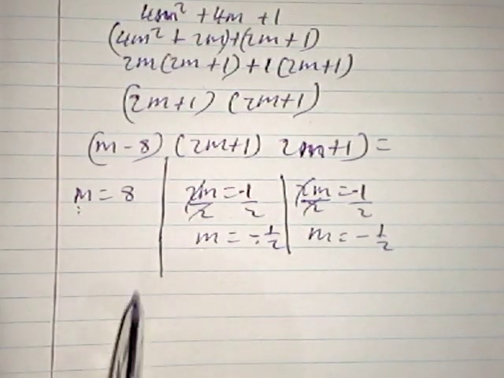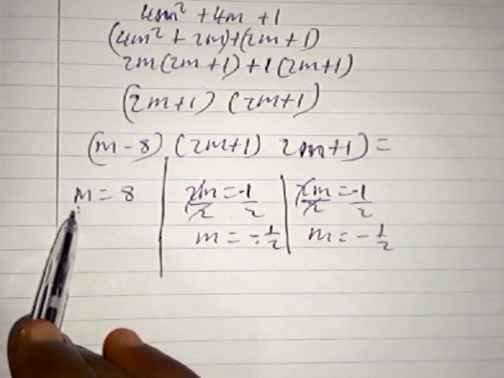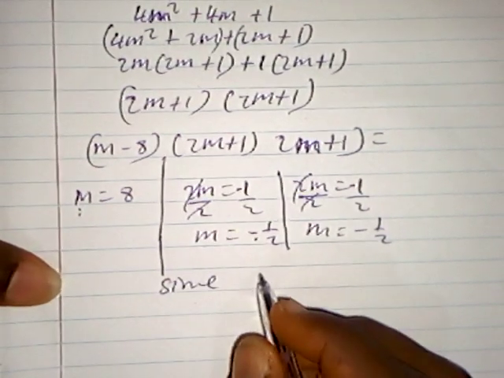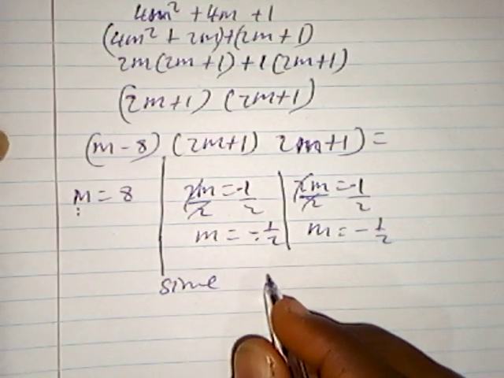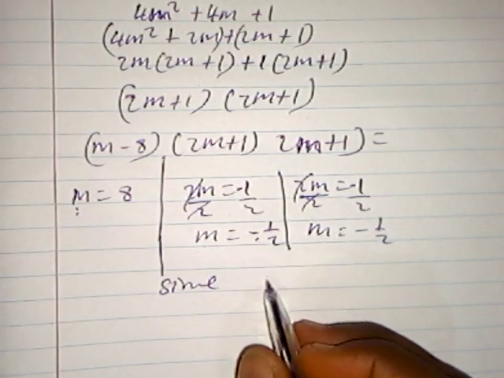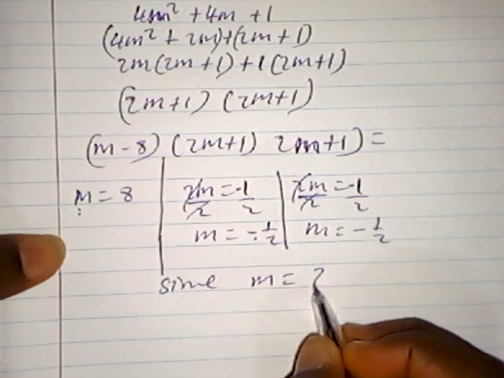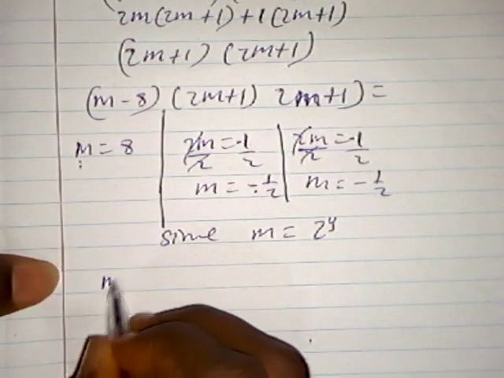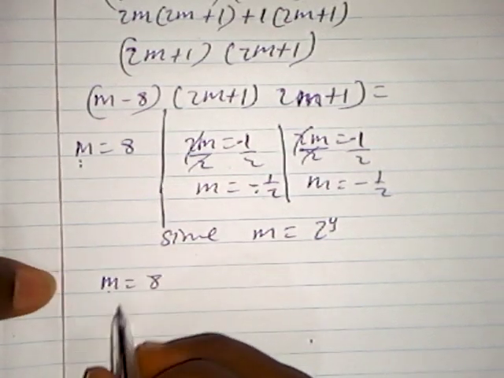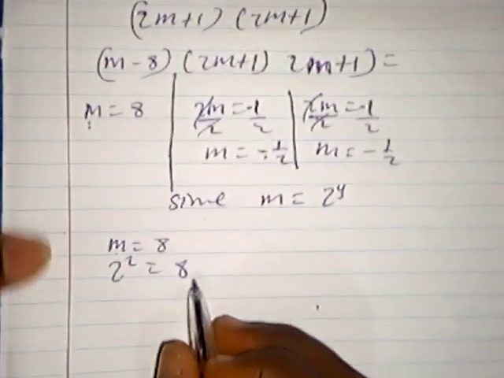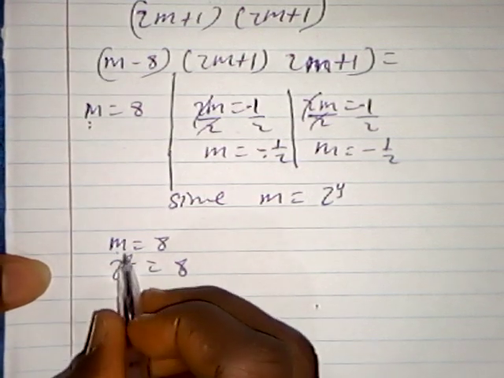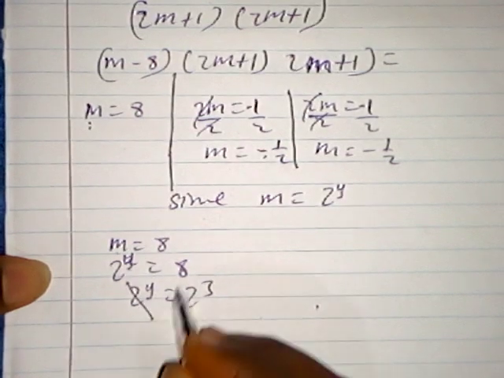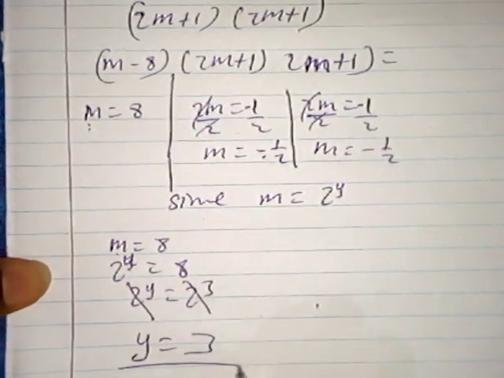Now let's try to see the value of m. Now what m is? Take note. From the equation, m represents, since m is equal to 2 raised to the power y. So we substitute, anywhere we see m, we put 2 raised to the power y. So m is equals to 8. So now 2 raised to the power y is equals to 8. So we simplify it. So 2 raised to the power y is equals to 2 raised to the power 3. The bases are the same. So y is equals to 3.